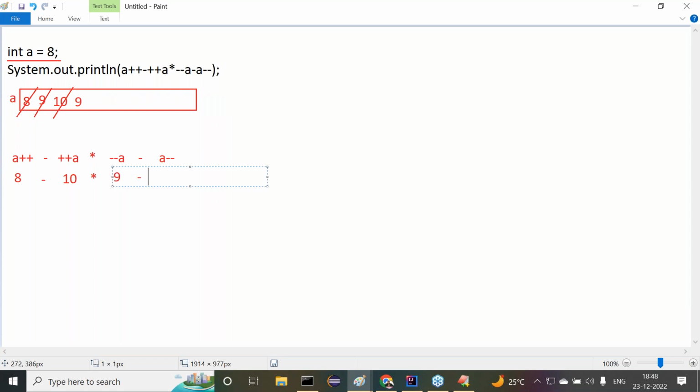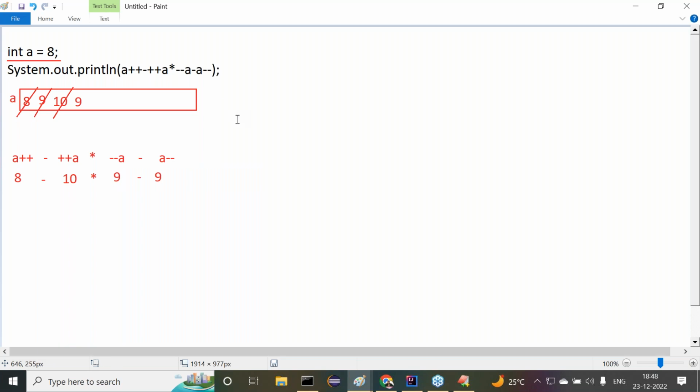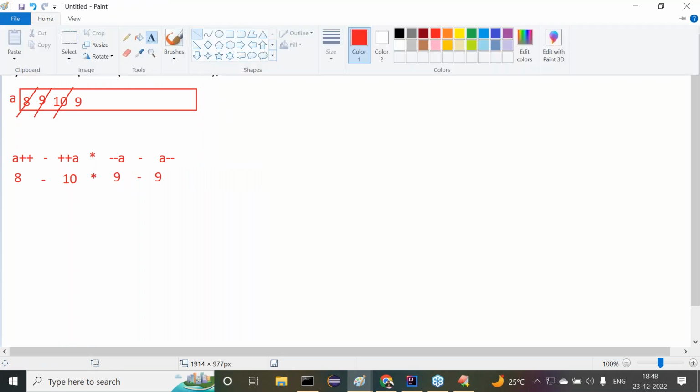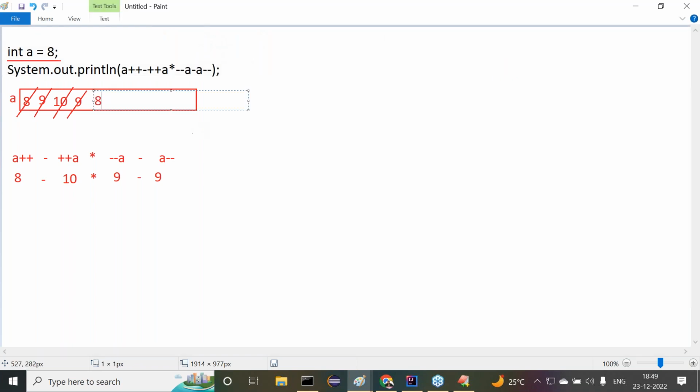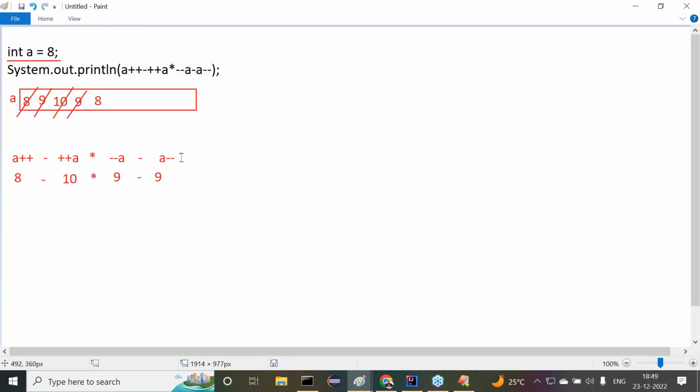Next one is minus a--. a-- is post-decrement. Post-decrement means the current a value will be participated in the expression. Later on, that value will be decremented by 1. 9 is decremented by 1, and 8 is the answer we are getting. That's so common. 8 is the value. Now our expression is ready.